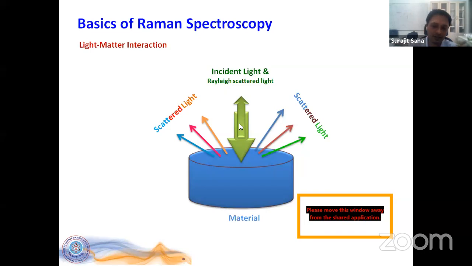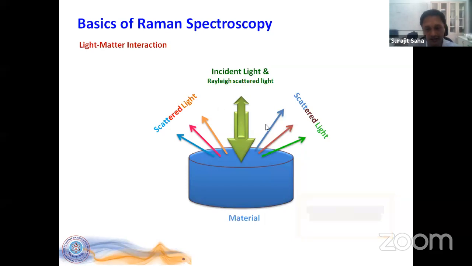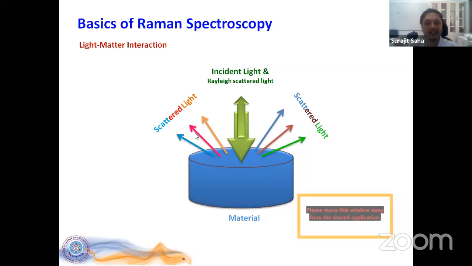But there is a very small fraction which will have different colors other than the green color, the wavelength of the incident light. There will be different colors, different wavelengths, which comprise a very, very small fraction, almost one in a million photons. And that scattered light is the Raman scattered light.